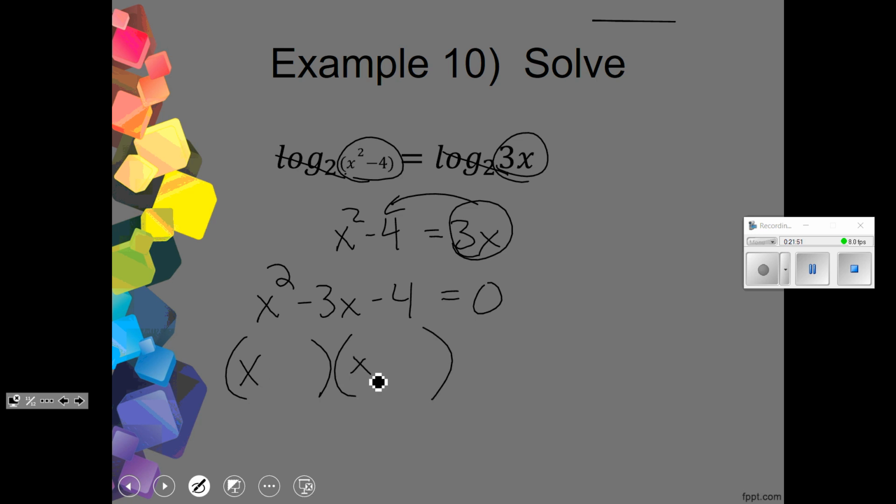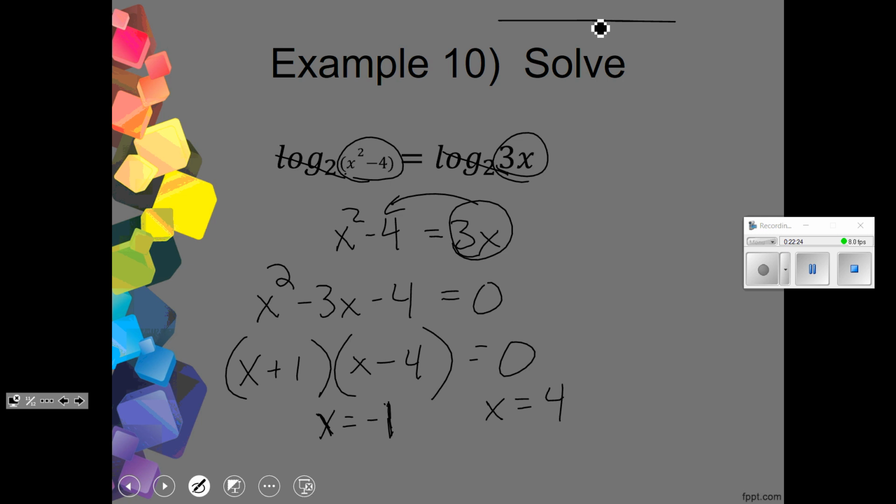So, tell me really quickly, x plus 1, x minus 4. Now, I'm not done. You've got to solve for x. What would x equal? X would equal negative 1, and x would equal positive 4. Okay? I would check for extraneous solutions just to make sure.